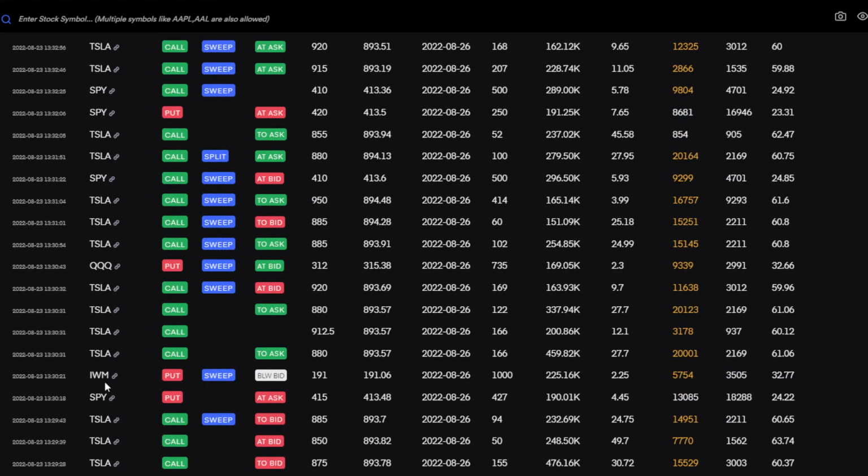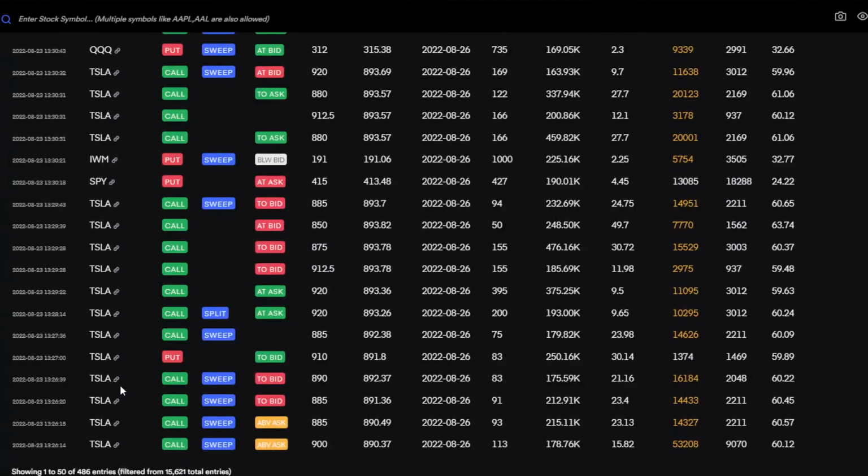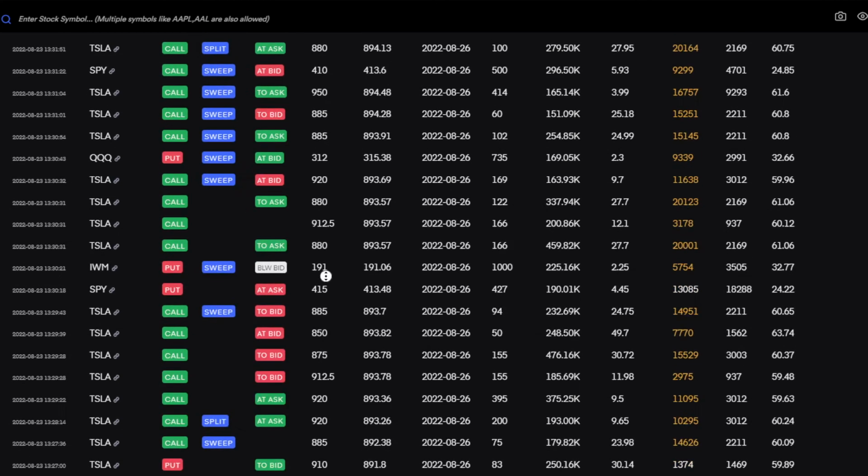And here's an IWM small cap put that I'm looking at here. I actually put this in the Discord. I was looking at the 190 breakdown. They're giving us a 191 strike, $225,000 worth of premium that is going to expire on this Friday. A lot of Tesla calls. So everything that we're seeing over six figures, guys: Tesla, SPY, triple Qs, the IWM.